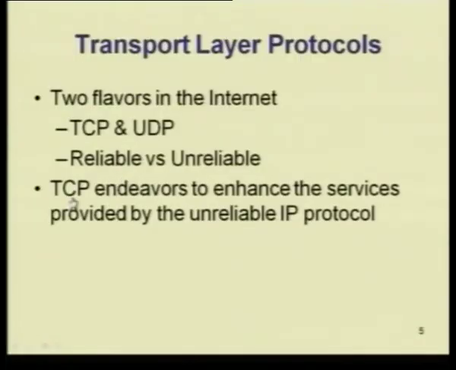So what does TCP do? It endeavors to enhance the services provided by the unreliable IP protocol. Remember that IP protocol does not provide any reliable service, it is just a best effort delivery service. So what TCP tries to do is provide some kind of reliable service even though it runs on top of the unreliable IP protocol, so that applications which require reliable services could make use of the TCP transport layer protocol. So let us look at what are the techniques that are used by TCP for reliable transmission.